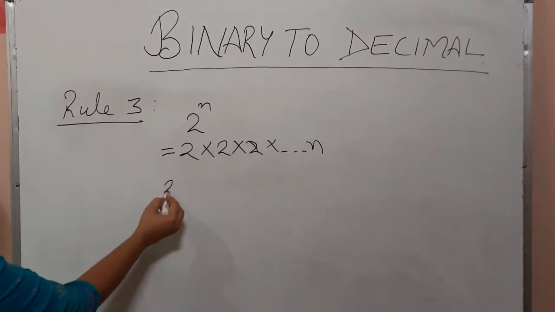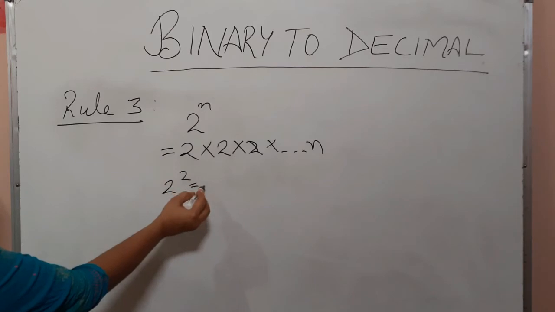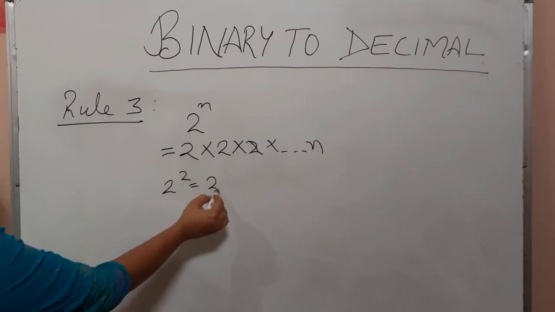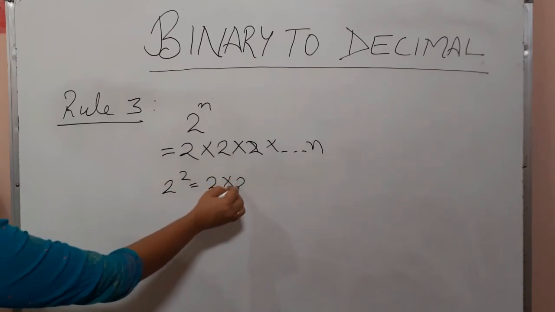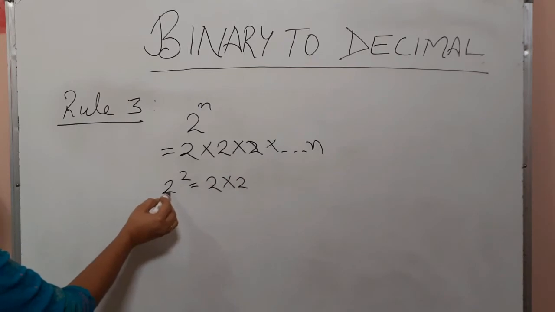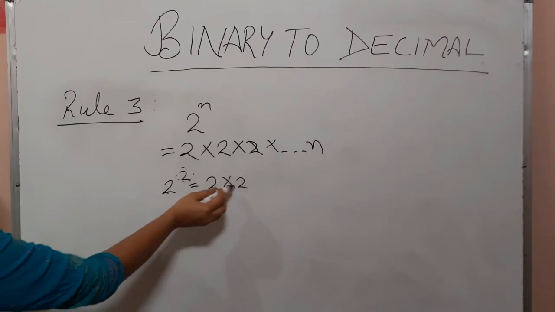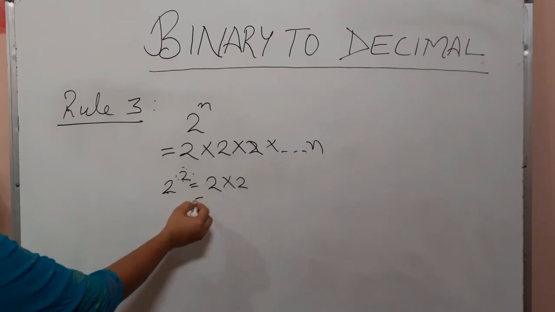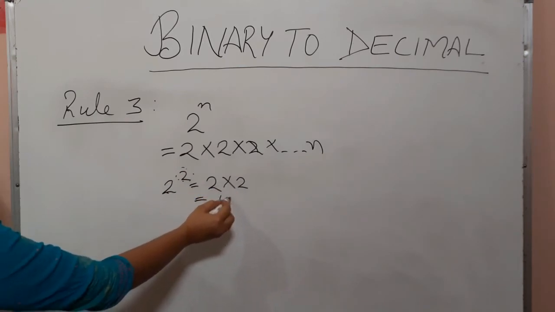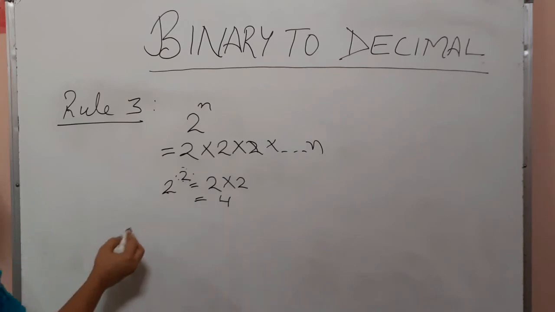If it is 2 to the power 2, so we will evaluate it by writing 2 multiply 2. It means we are multiplying this 2 by itself. How many times? Power is 2, so we will multiply it 2 times. 2 2s are 4. So answer will be 4.